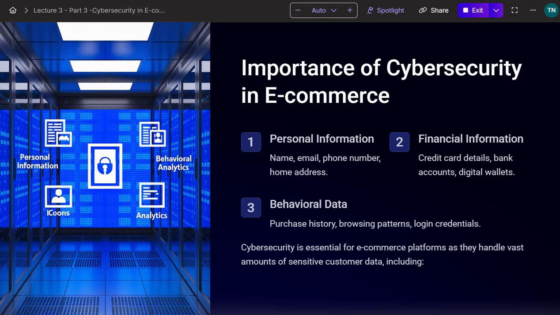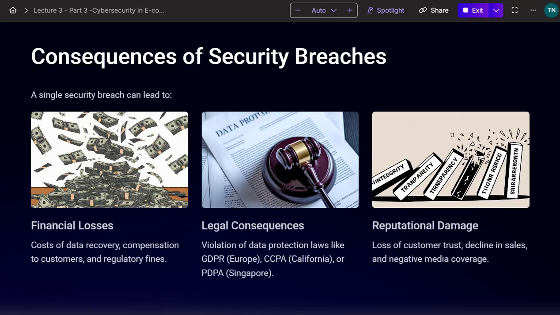You also know that this is lecture 3, and we talk about cybersecurity right after the business model. You know the importance of cybersecurity, right? That's one of the things that is very important. Right from the start, we talk about cybersecurity, especially important nowadays in e-commerce.